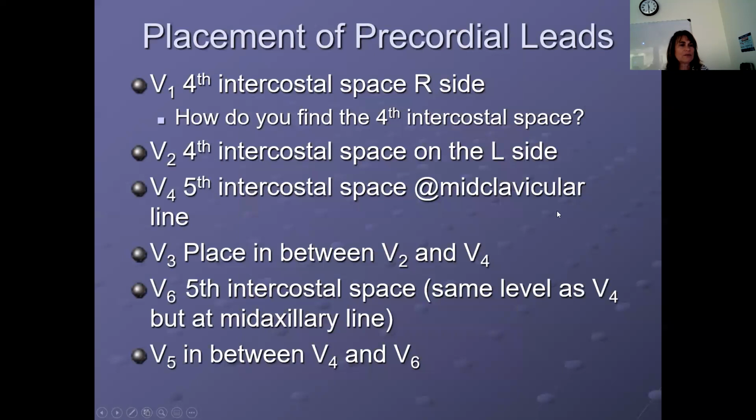All right, so here's the placement. So placement of the leads, V1 goes on the right side. It goes in the fourth intercostal space. And then the question asks, how do you find the fourth intercostal space? And the answer to that question is you use the angle of Lewis. It's the bony protrusion between the two parts of the sternum.